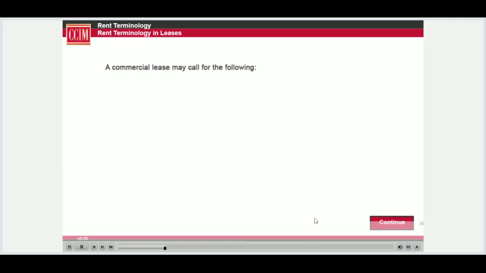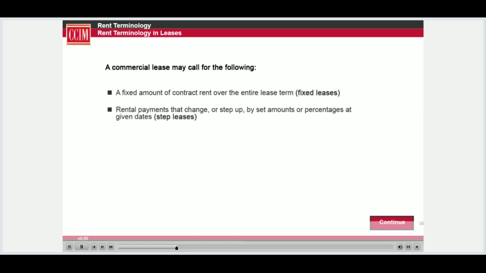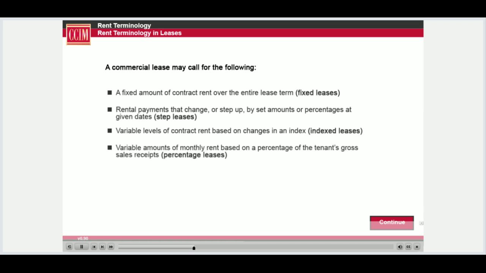A commercial lease may call for the following: a fixed amount of contract rent over the entire lease term, fixed leases; rental payments that change or step up by set amounts or percentages at given dates, step leases; variable levels of contract rent based on changes in an index, index leases; variable amounts of monthly rent based on a percentage of the tenant's gross sales receipts, percentage leases; or periodic changes in contract rent as agreed upon in lease negotiation.